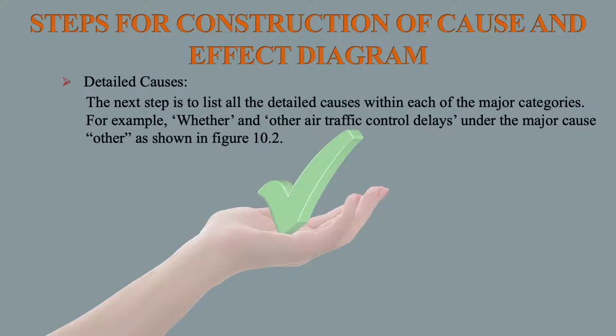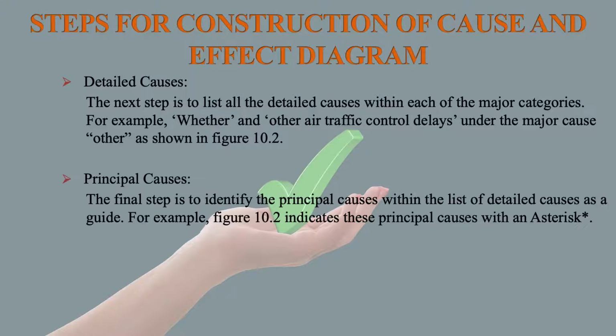Then detailed causes. Once you get the main cause, again detailed causes all need to be identified. The next step is to list out all the detailed causes within each of the major categories. For example, weather and other air traffic control delays under the major cause other, as shown in figure 10.2. The principal causes: the final step is to identify the principal causes within the list of detailed causes as a guide. For example, figure 10.2 indicates these principal causes with an asterisk.